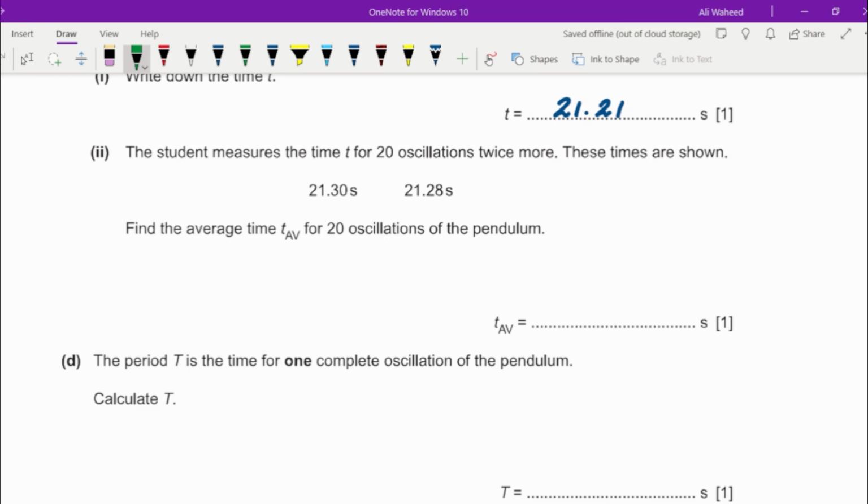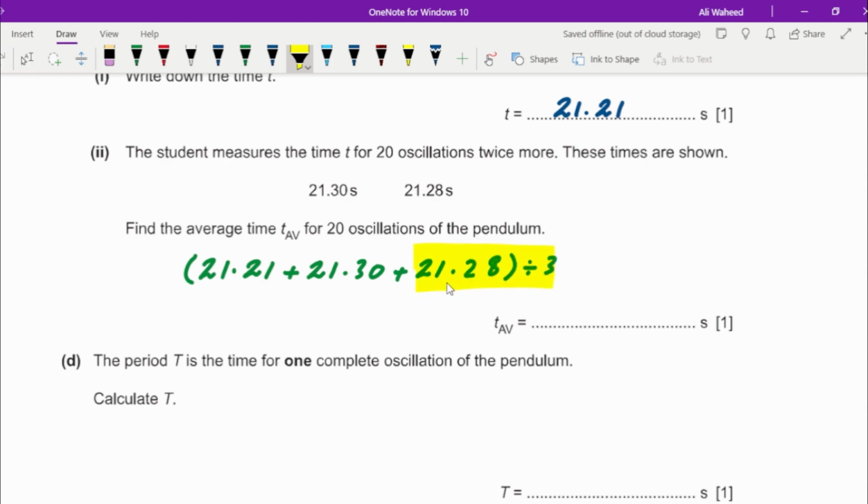So you have three readings, 21.21 plus 21.30 plus 21.28. You have these three readings, and you divide the sum of all three by the number of readings. Before you work it out on the calculator, make sure you're writing the brackets or inserting the values in the fraction mode, because otherwise only the last term 21.28 would be divided by 3, since the calculator follows the BODMAS rule. If you write it without the brackets, the calculator would calculate this one first and then add the remaining values.